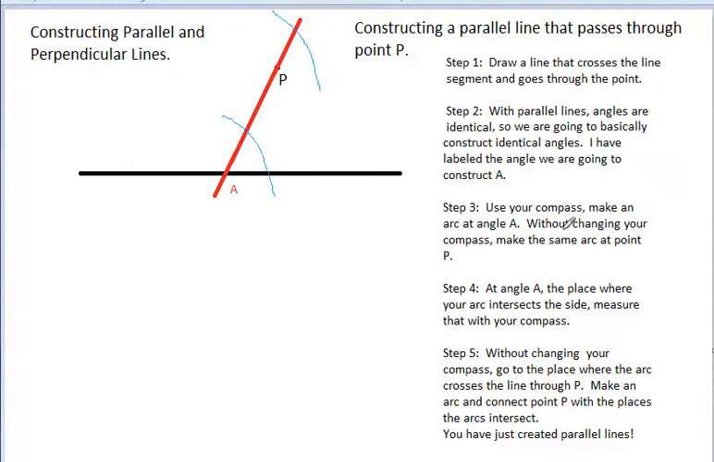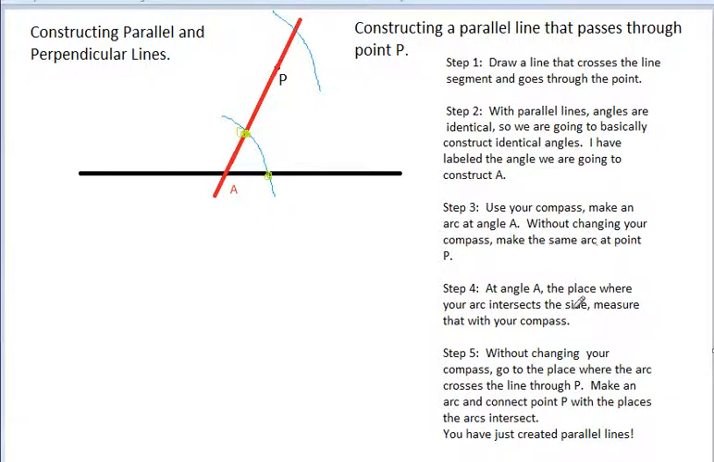And then the two places where my arc intersects the sides of A, I'm going to put some points there. I'll go ahead and make them green. So I'm going to make some green points. And those two points, I'm going to measure with my compass to be able to figure out how big those are. And with my compass, I'll be able to make another arc over here.